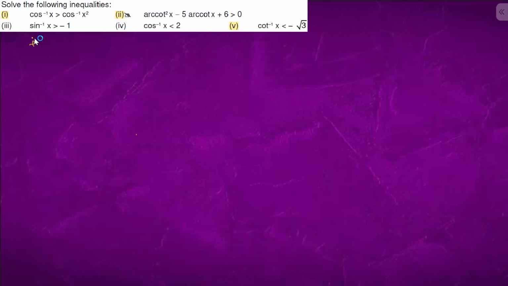Question 1. Cos inverse x is bigger than cos inverse square x. So if we plot, okay, this is what? Cos inverse x. This is cos inverse x.